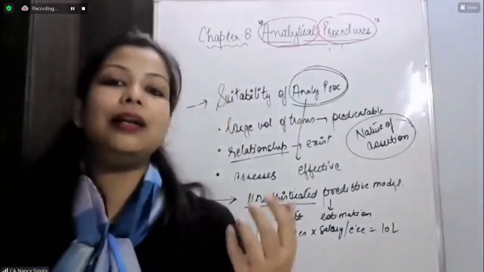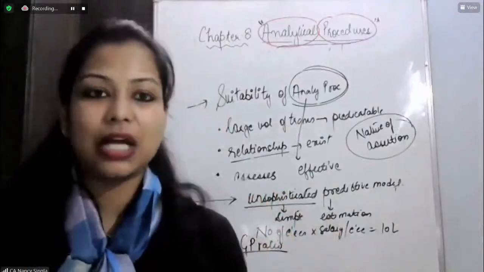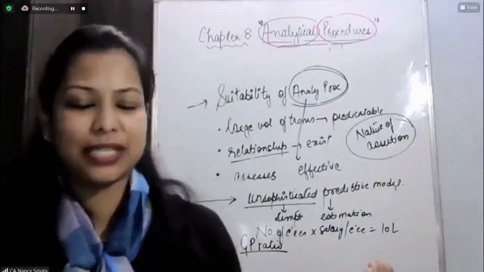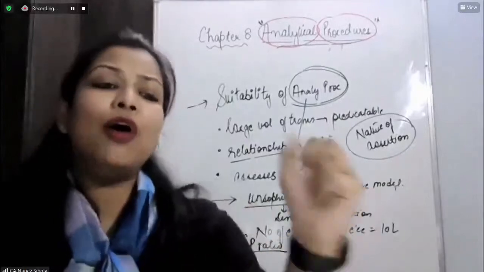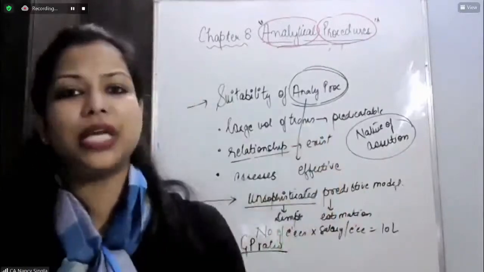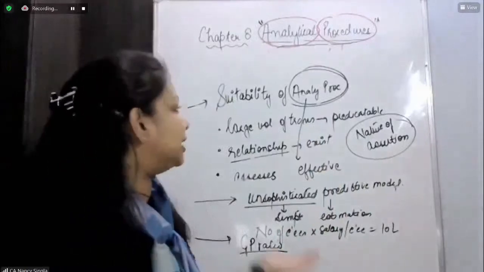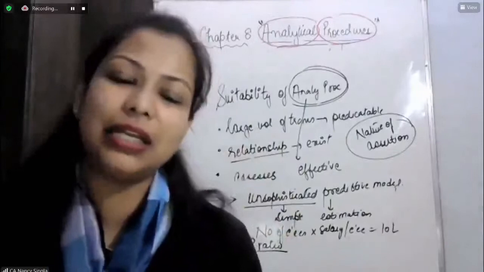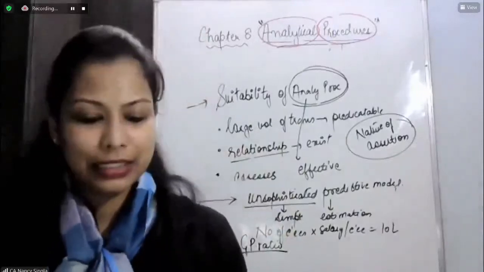Suppose there is a new company which is just a startup and there is no comparison in the industry as such because this is a new company. Also, the company does not have many transactions. So if there are only 4 or 5 transactions, you will check them in detail. You will not apply the analytical procedure.